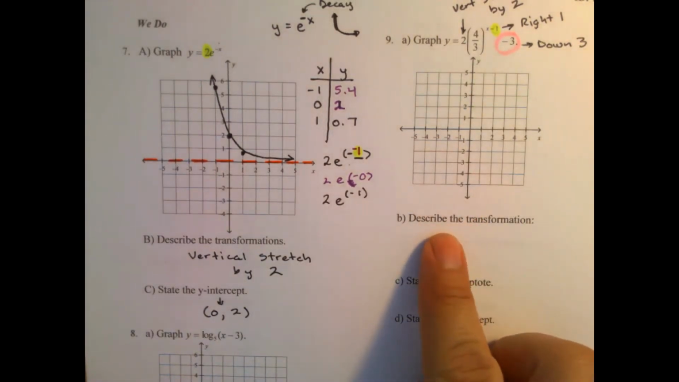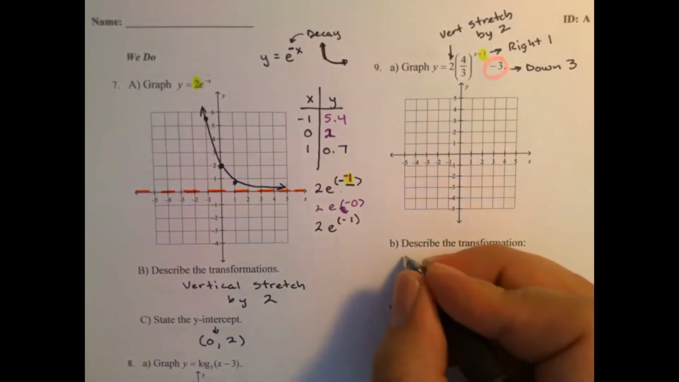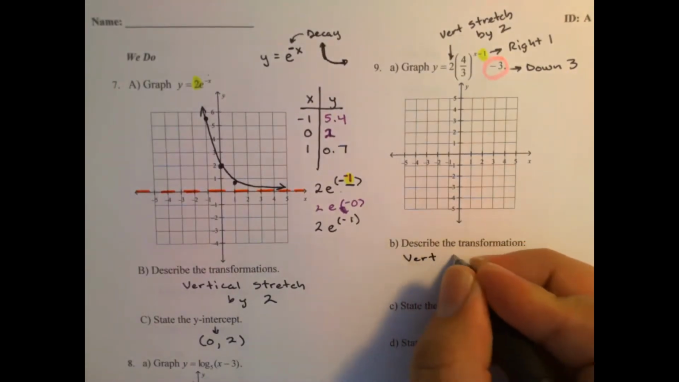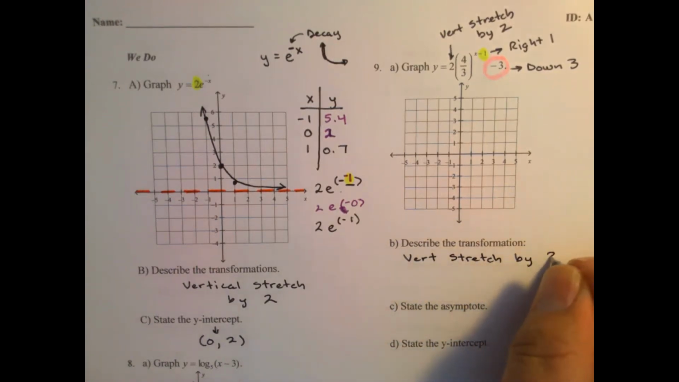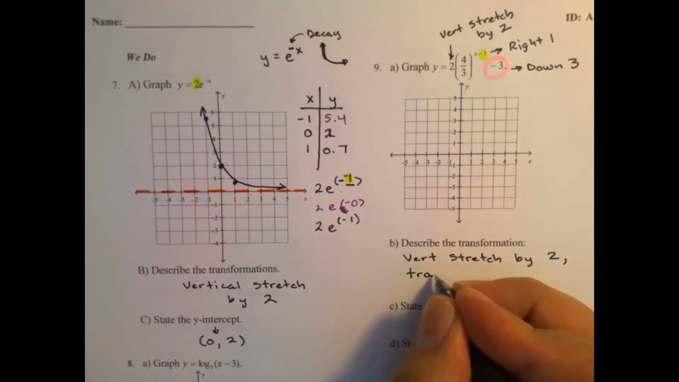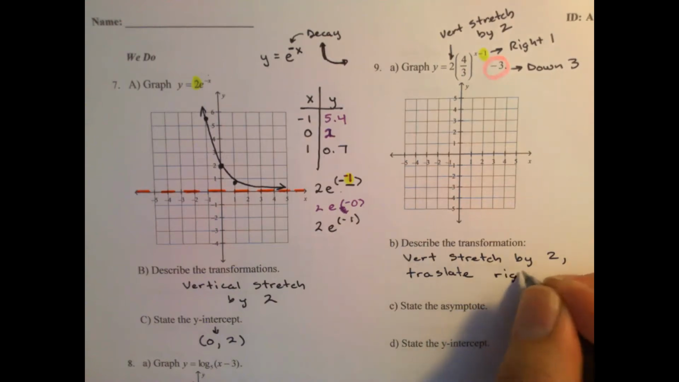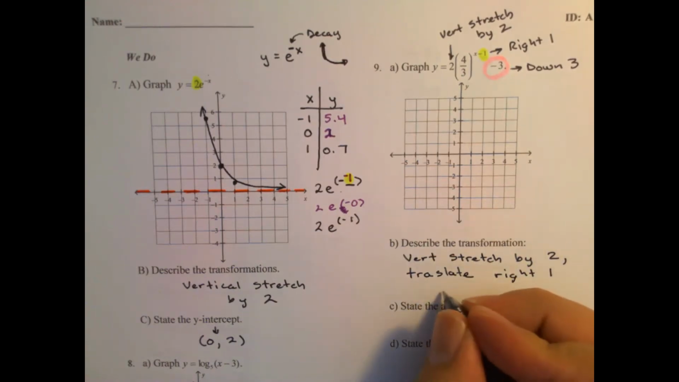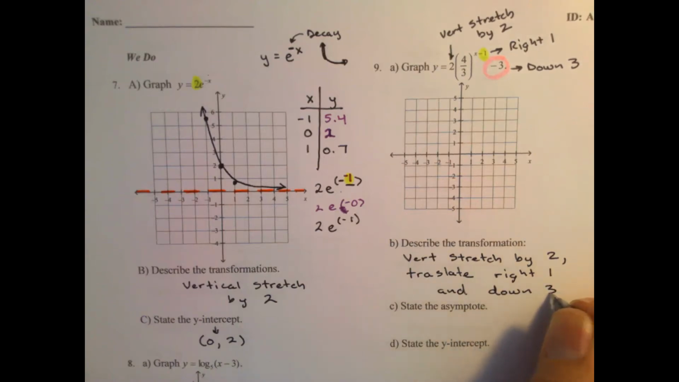In fact, I can already answer this question right here. It says describe the transformation. So it is a vertical stretch by 2. And then we're going to translate right 1 and down 3. All right. Now remember, this is an exponential function.